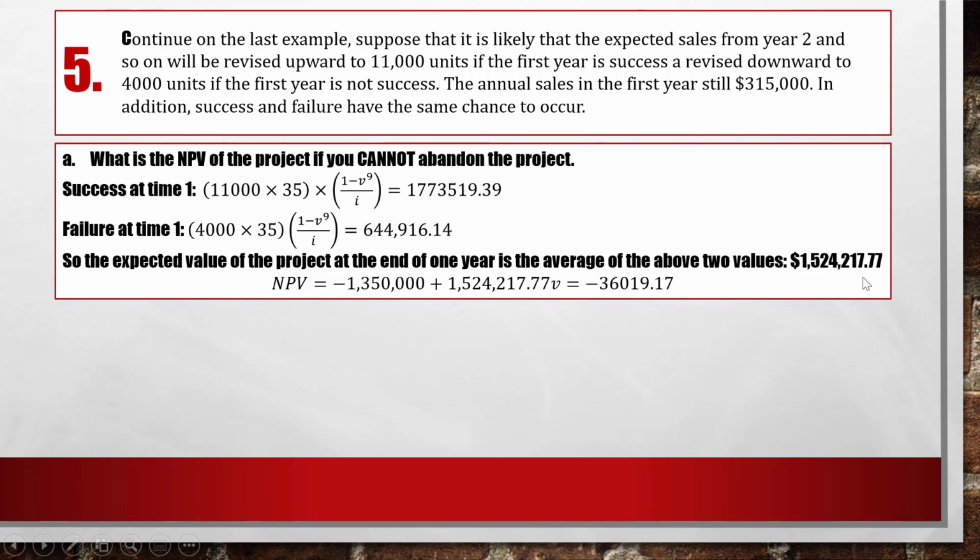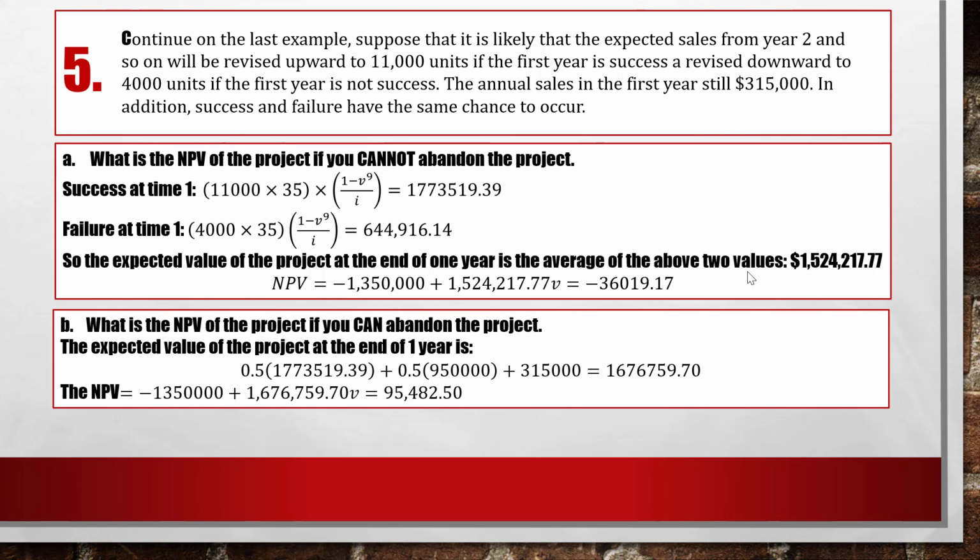So the net present value should be the present value of this money. But this money is at time 1, so you have to bring it back to time 0. At time 0, you pay 1,350,000, the initial investment. And at time 1, we expect to receive 1,524,217. So use v to bring that amount back to time 0. So the net present value should be negative 36,019.17. This is the net present value of the project if you cannot abandon the project.